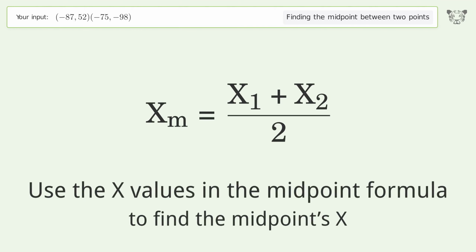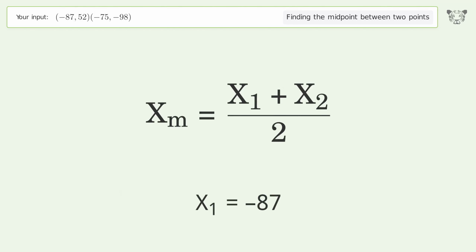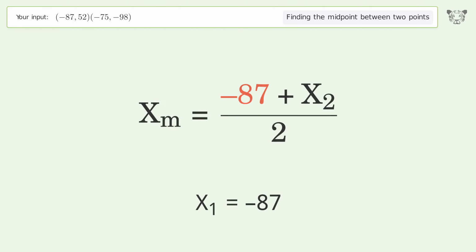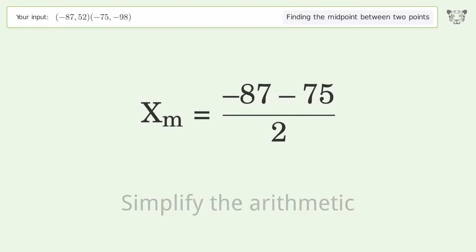Use the x values in the midpoint formula to find the midpoint's x. x1 equals -87. x2 equals -75. Simplify the arithmetic.